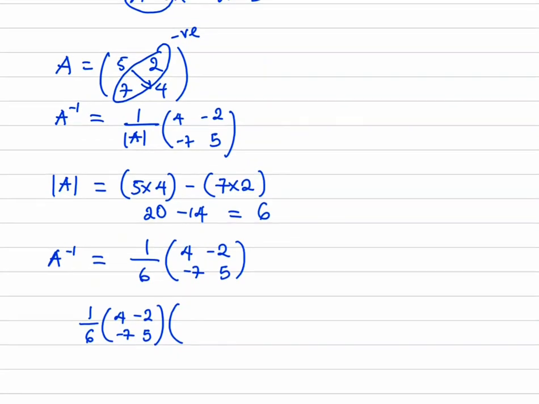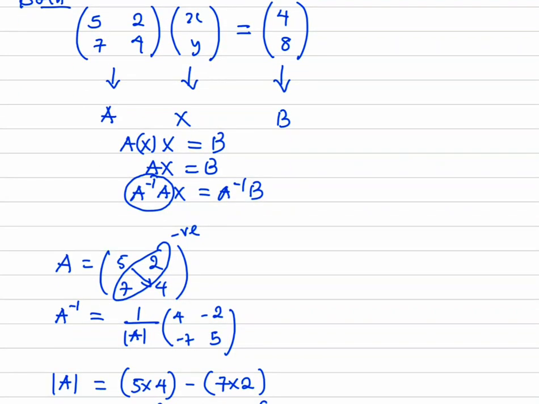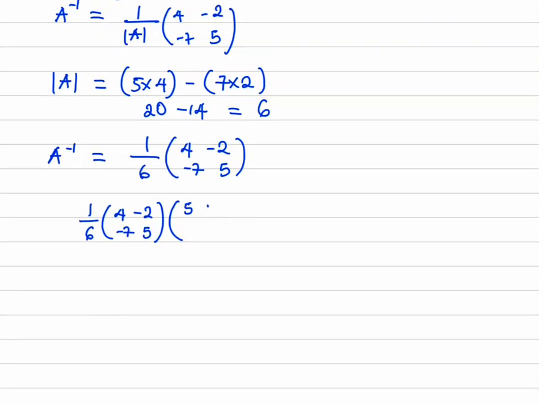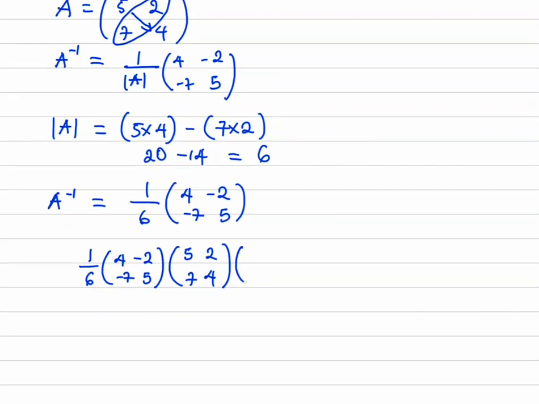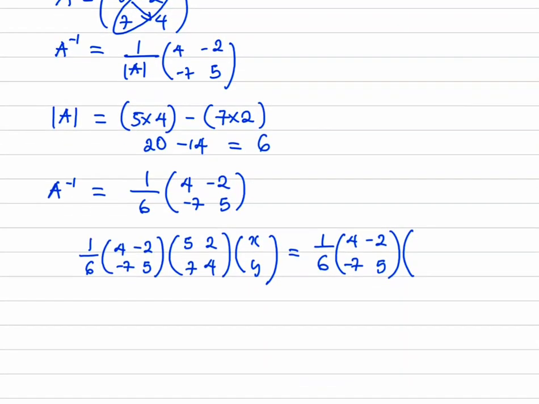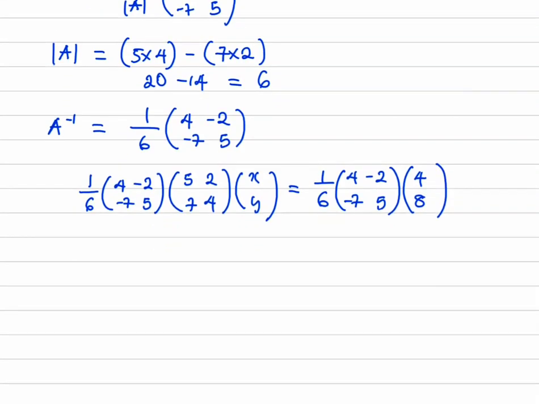Then, of course, what is my A? My A is 5, 2, 7, 4. Good. Then, of course, I have my x, y, then is equal to, remember, we are pre-multiplying both sides. So we have 4, -2, then -7 and 5. Then we are going to have 4 and 8. Okay, beautiful. So now in multiplying this, I'm going to have 1 over 6.